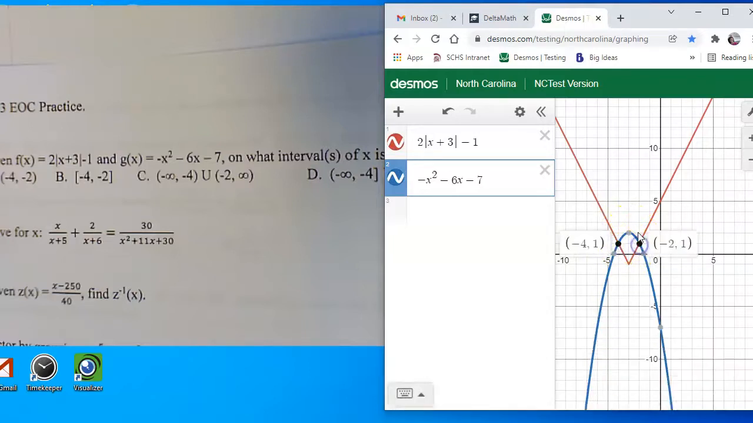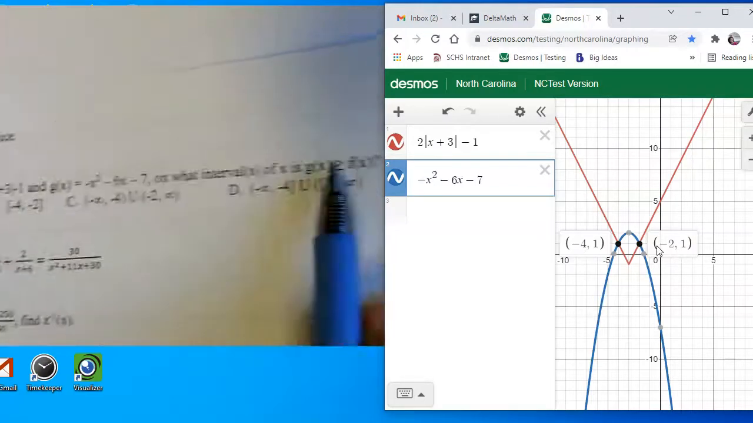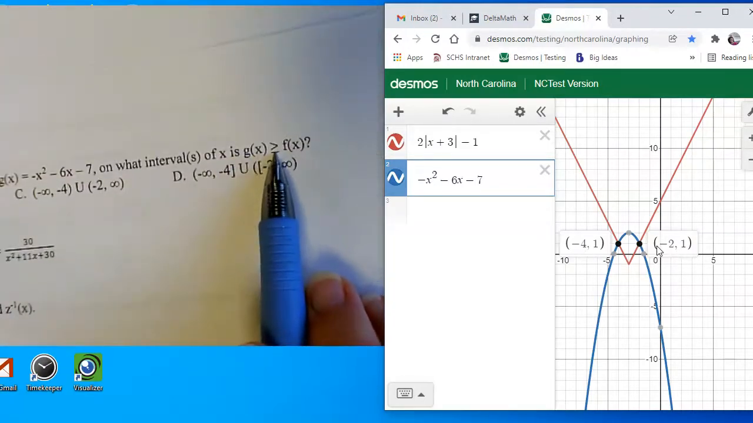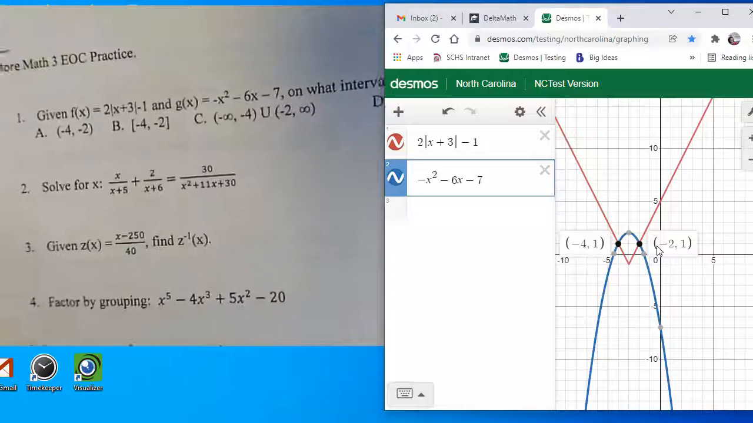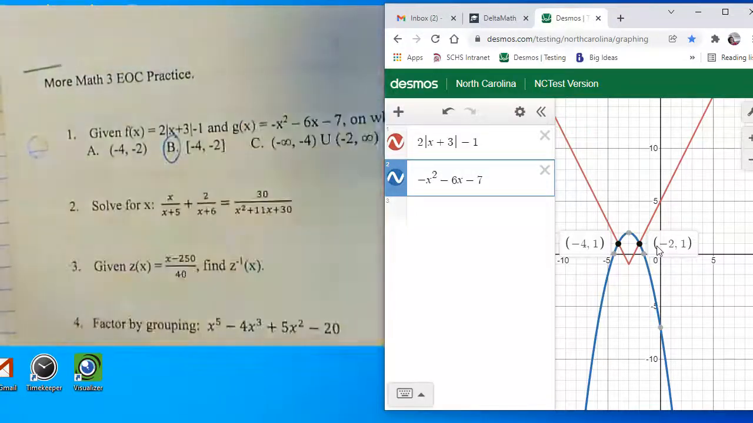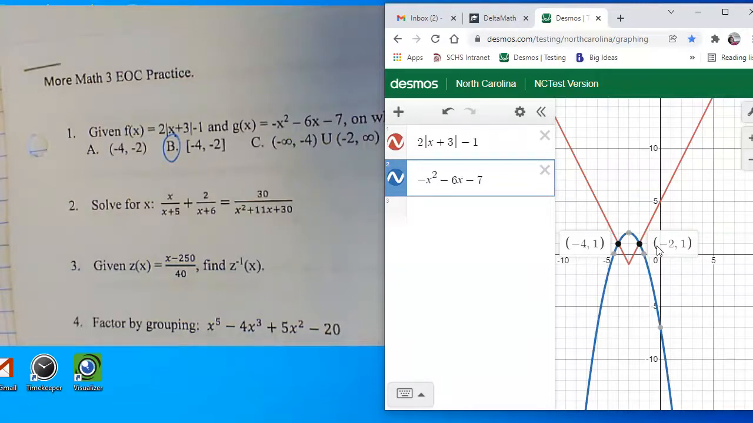And so to find out the interval, it's just from here to here, and you list the x values. So in this case, the answer would be between -4 and -2. Because it says equals right here, that means I want to include those two places. And so the answer comes out to be B. Brackets mean that it includes it. Parentheses mean that it does not.